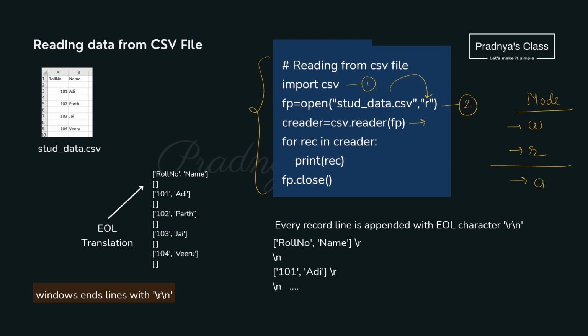In the next step, we are going to create the reader object. Using a for loop, we are printing the rows one by one. Finally, we are closing the file. We are trying to read the content of this CSV file.